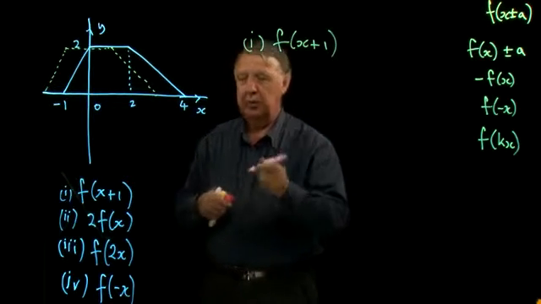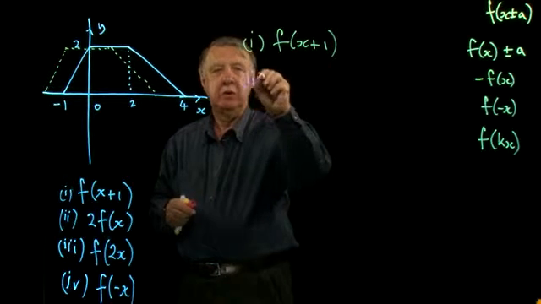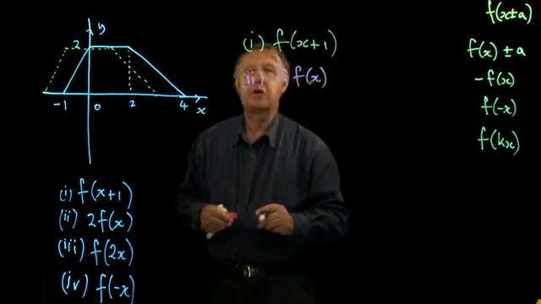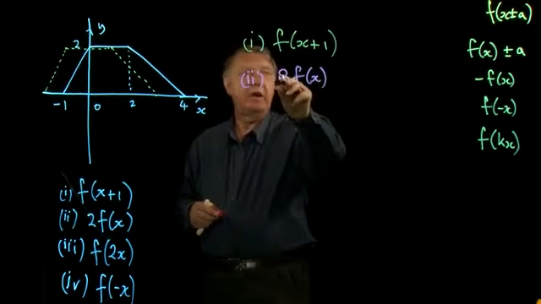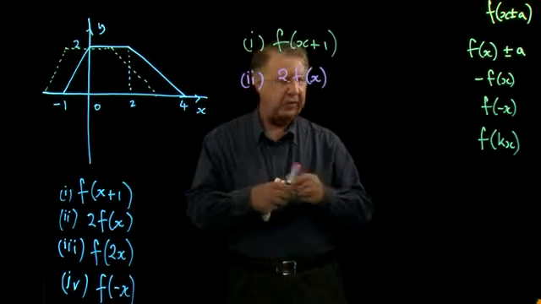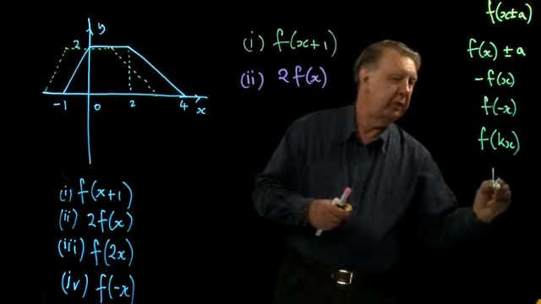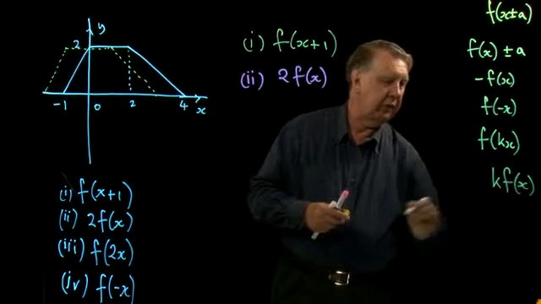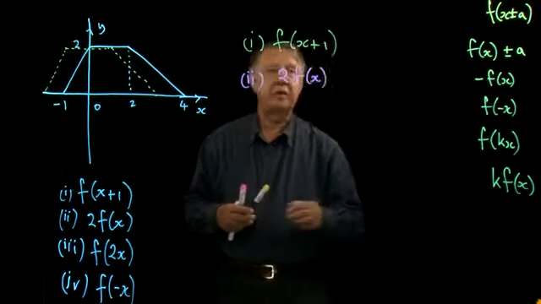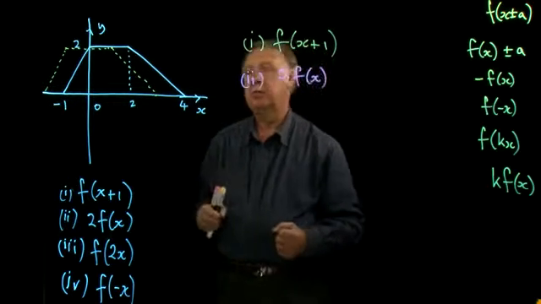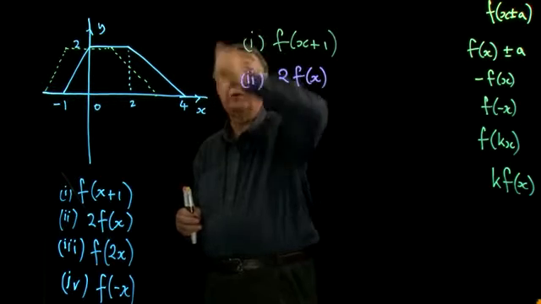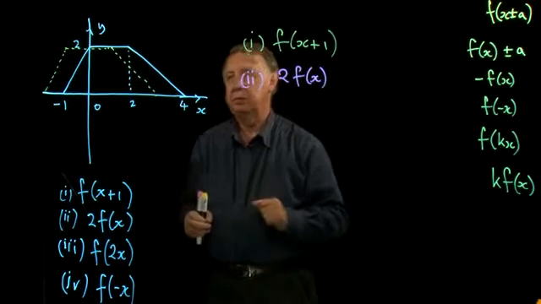Number 2. 2 times the function of x. That's our stretch. A stretch, oh in fact I haven't written it down over there, have I? So there is another one too. Let's pop it down. K function x. You might have spotted that when I did the list. So a number in front is a stretch like this. There's nothing below the x-axis, so it's all being pulled up by a scale factor of 2.